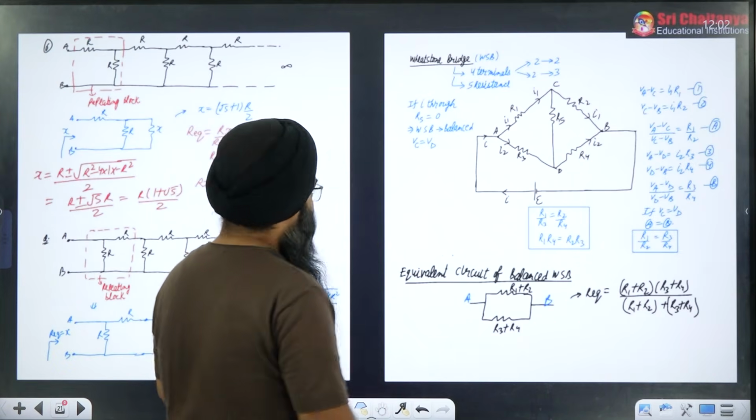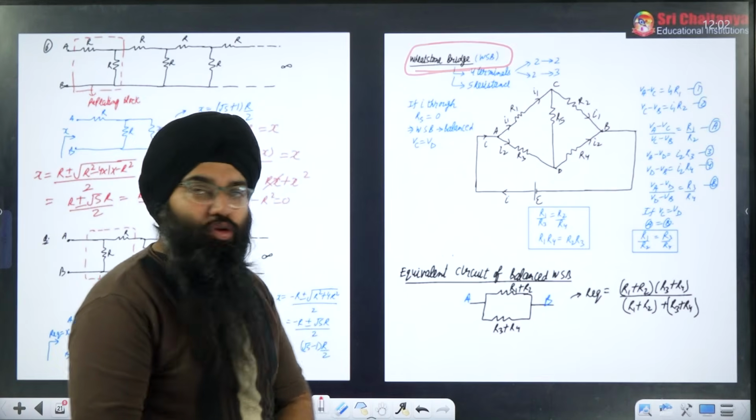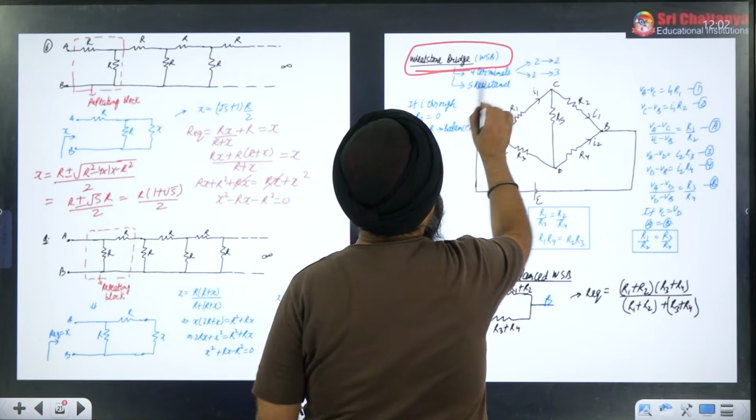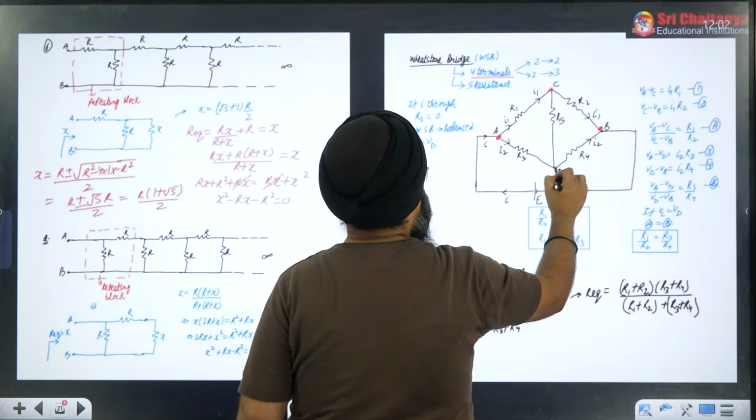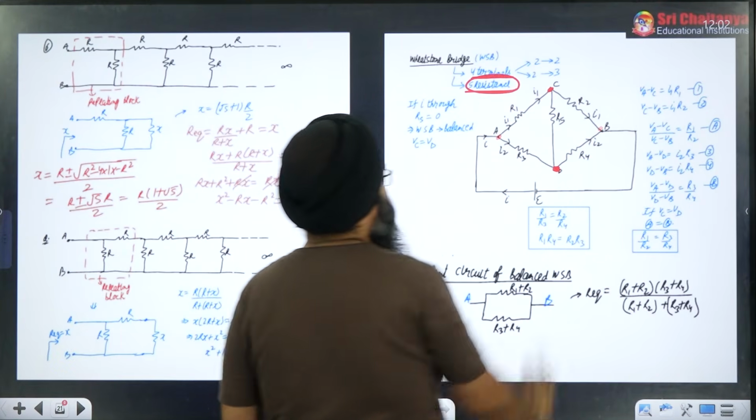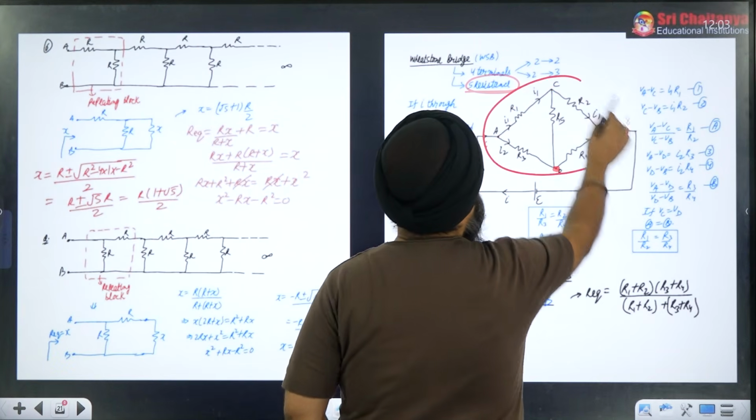One concept is there which I must tell you, that is called the Wheatstone bridge. What is the Wheatstone bridge? Please understand. Wheatstone bridge basically has 4 terminals. These are the 4 terminals which I am talking about, and it contains 5 resistances. So if this type of setup is there, then this particular setup is called a Wheatstone bridge.